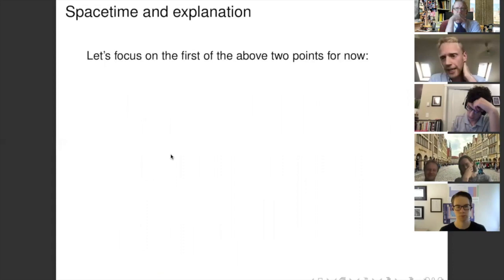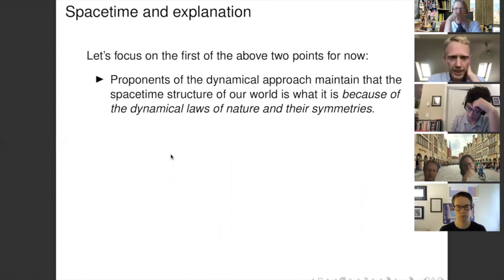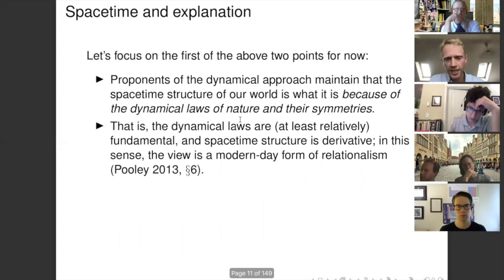For the time being, let's focus on the first of these two points. So just to go through this in a little bit more detail, the proponents of the dynamical approach are maintaining that space-time structure of our world is what it is because of the dynamical laws governing matter. That is, the dynamical laws are relatively fundamental and space-time structure is derivative. Like I said, in this sense, the view is a modern day form of relationalism.